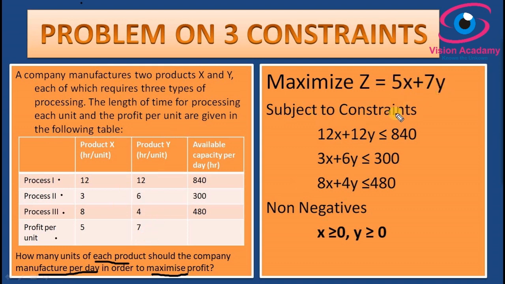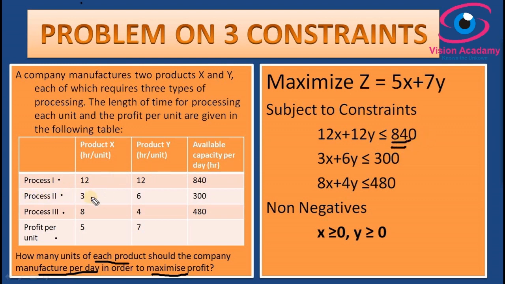Subject to constraints, I will consider process 1 as the first constraint, process 2 as the second constraint, and process 3 as the third constraint. So 12x plus 12y less than or equal to 840. Here 12x and 12y are for process 1, and the maximum available capacity per day is 840. That is why I have taken less than or equal to, not greater than or equal to. Only this much is available per day in process 1.